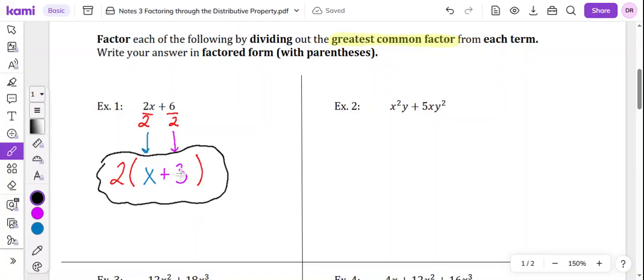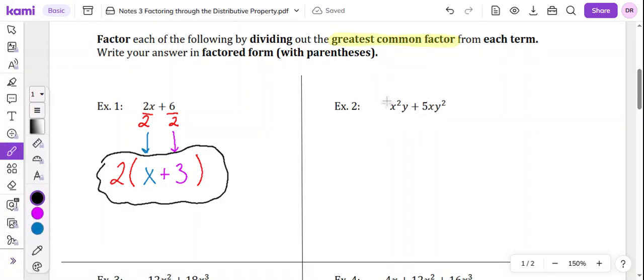2 times the quantity x plus 3 when you distribute will give you 2x plus 6. And that is our goal today, to write as a product of expressions. So here's a case where we have a numerical value that we bring out. Over here, we have some more variables involved. So let's take a look at example 2. We see x squared y plus 5xy squared.